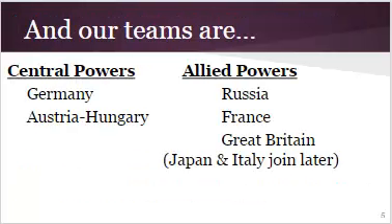So at the beginning of the war, here are our teams. You've got the Central Powers, which are Germany and Austria-Hungary, against the Allied powers, Russia, France, Great Britain, and later Japan, Italy, and eventually the United States are going to join the fight.